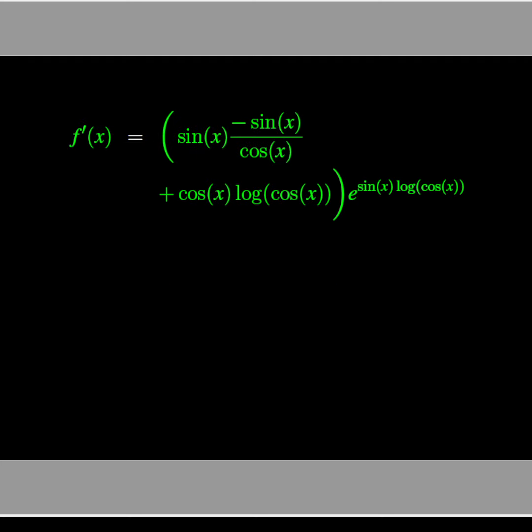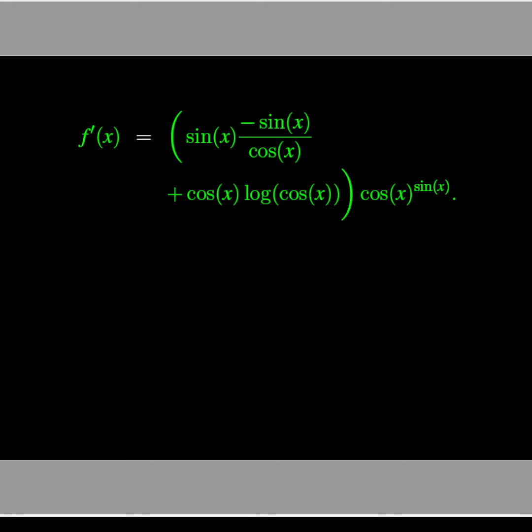So we have the expression of f prime as follows. This final expression can also be given as follows: f prime of x is equal to the quantity sine of x times the fraction negative sine of x over cosine of x, plus cosine of x times logarithm of cosine of x, times cosine of x to the power sine of x.